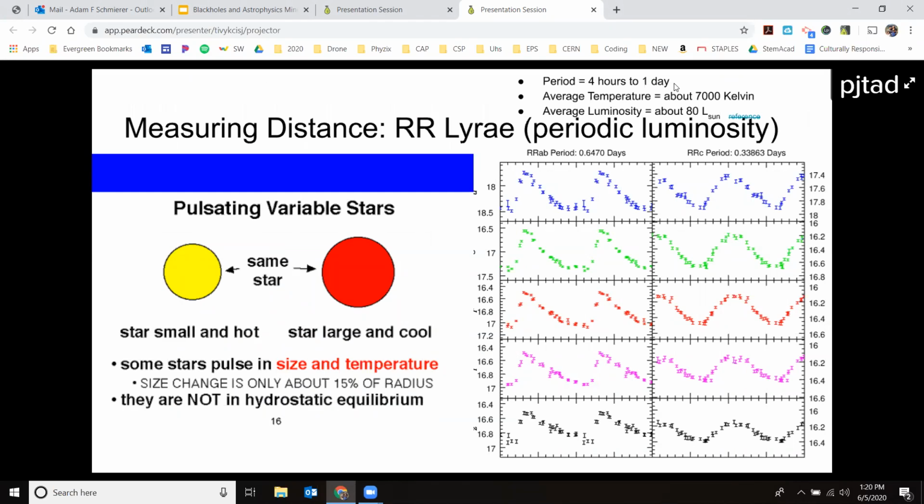Okay, they're not as luminous as our sun. Sorry, they're more luminous than our sun. They're really bright, but they're not super luminous. And they oscillate really fast. So imagine something the size of, or bigger, or a lot bigger than our sun that changes its size that quickly. Holy smokes. These things are just bouncing back and forth.